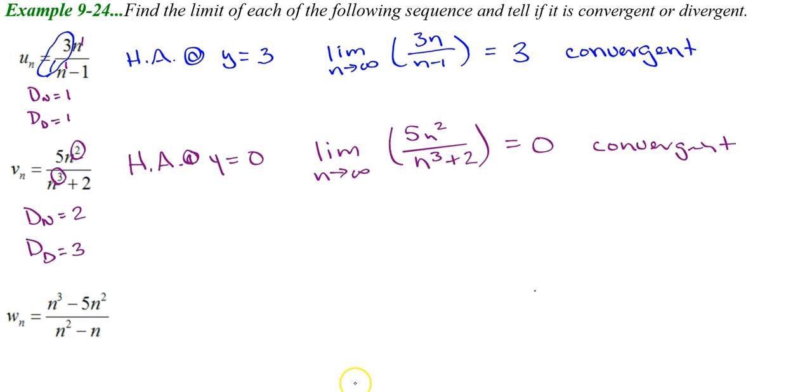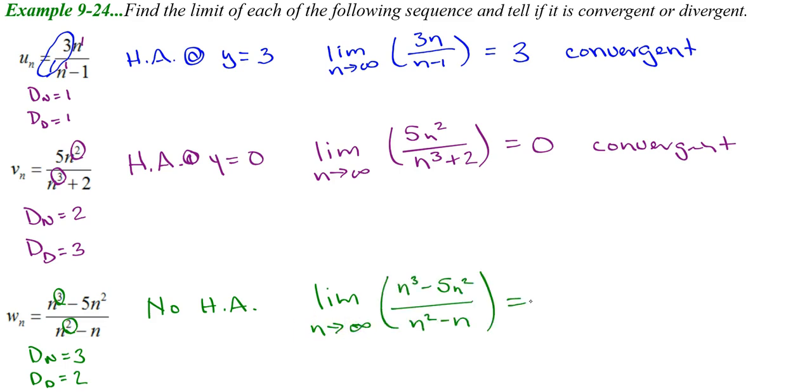And then finally this last one, my degree of my numerator is going to be 3, so the highest exponent. The degree of my denominator is going to be 2, again the highest exponent because those are in standard form. If the degree of the numerator is higher, then remember that tells me there's no horizontal asymptote, which is going to tell me that my limit as n approaches infinity of this expression, n cubed minus 5n squared over n squared minus n, does not exist, and therefore my sequence is divergent.